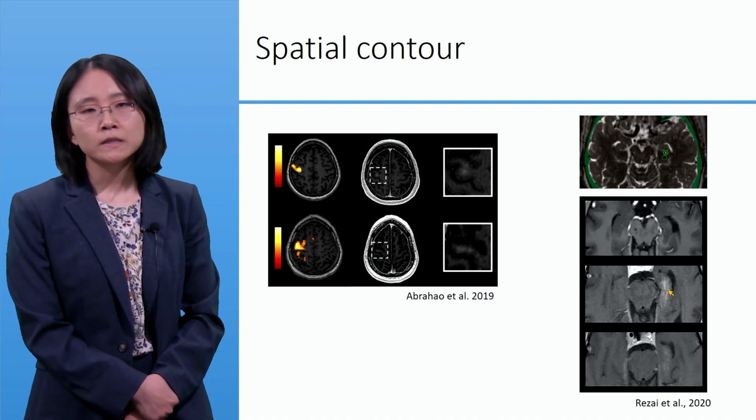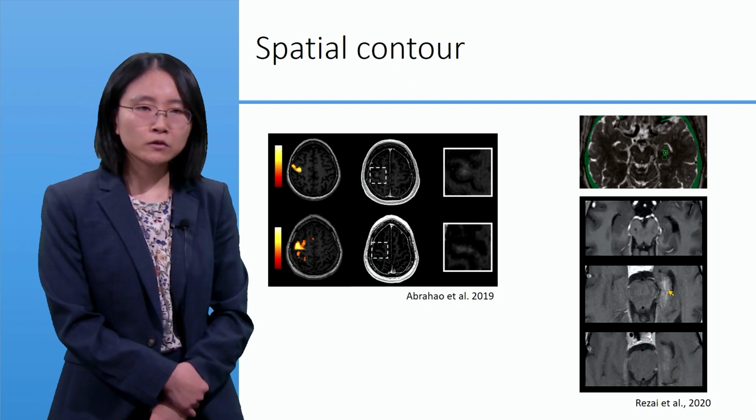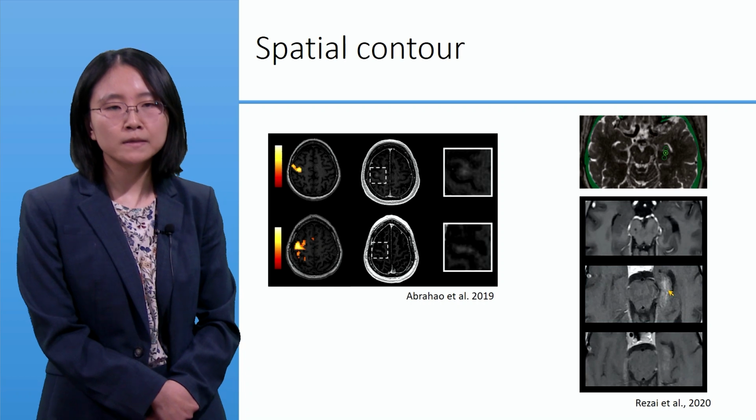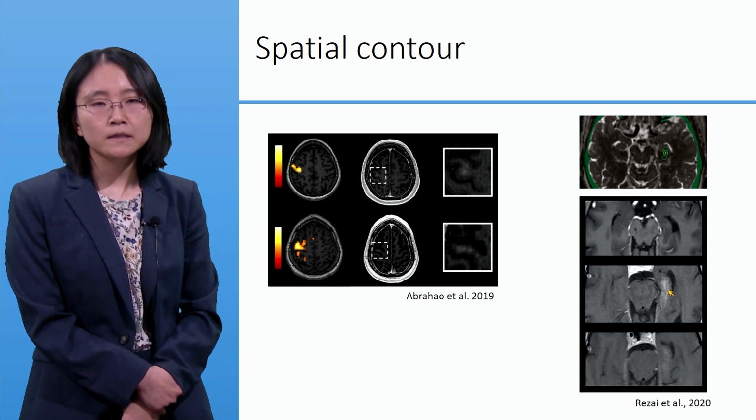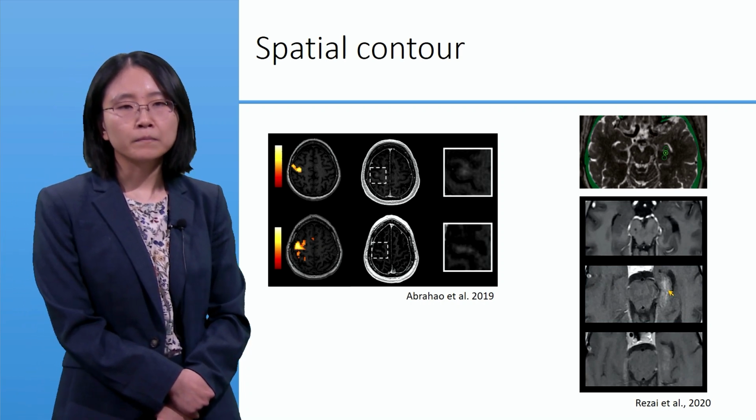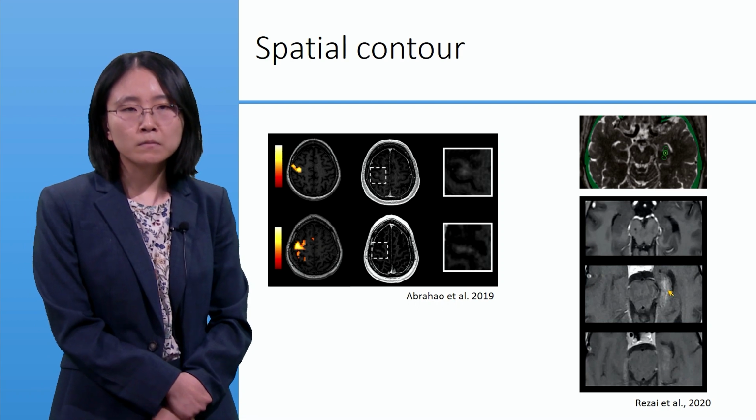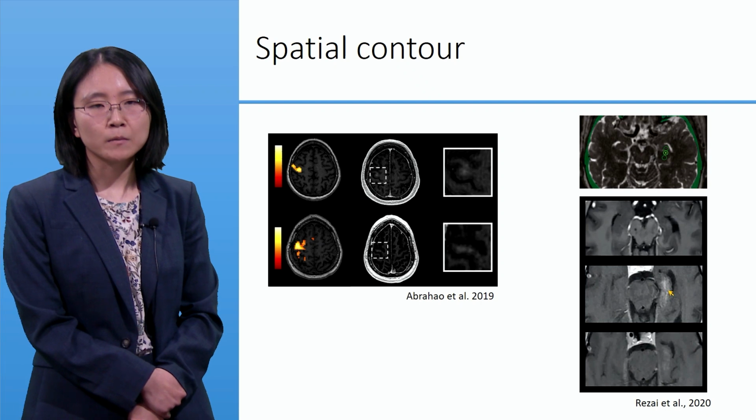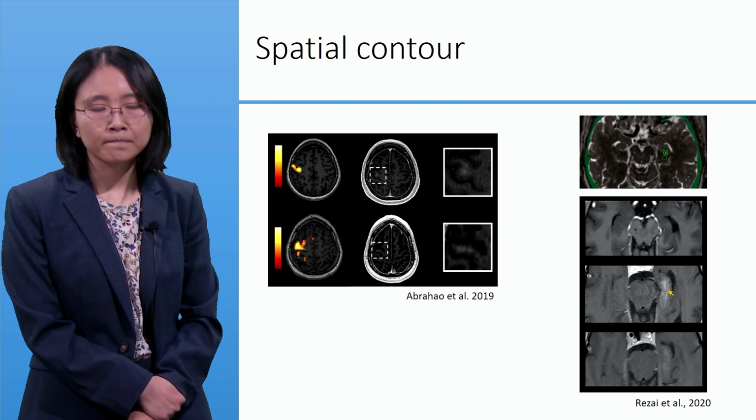A similar study was done also in an eloquent area such as the hippocampus in patients with Alzheimer's disease, and we see on the middle panel a quite homogeneous appearance of gadolinium extravasation in the left hippocampus of this patient here.